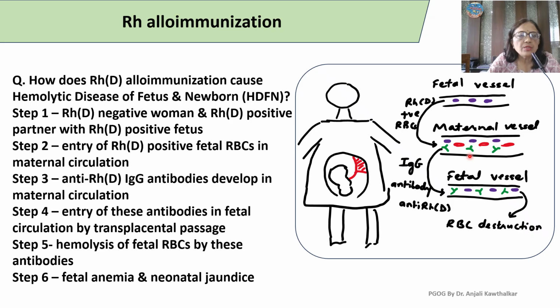Green is the antibody response. These anti-RhD IgG antibodies develop in the maternal circulation. These IgG antibodies cross the placenta transplacentally and again enter the fetal circulation, leading to hemolysis of fetal RBCs by these antibodies, leading to fetal anemia and neonatal jaundice as the important complications. That is how RhD alloimmunization leads to hemolytic disease of the fetus and newborn.